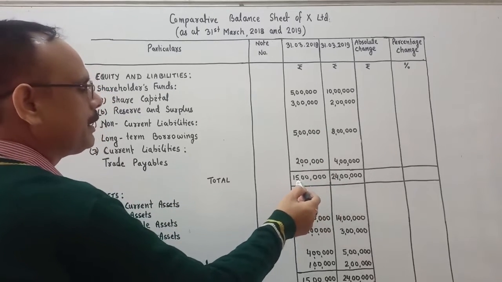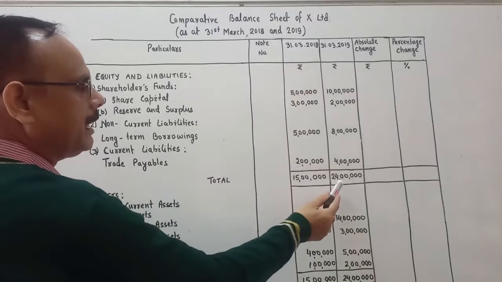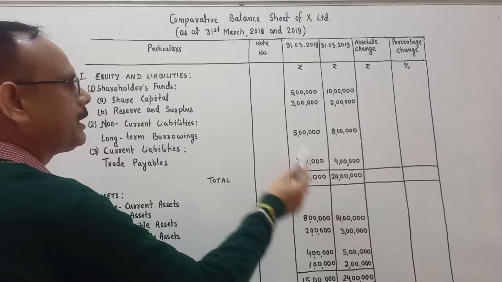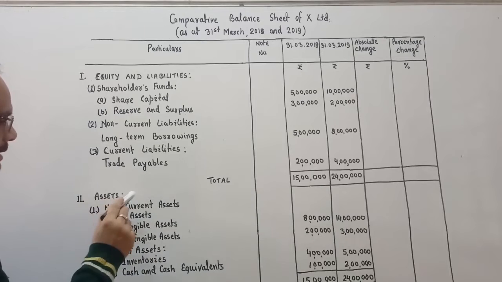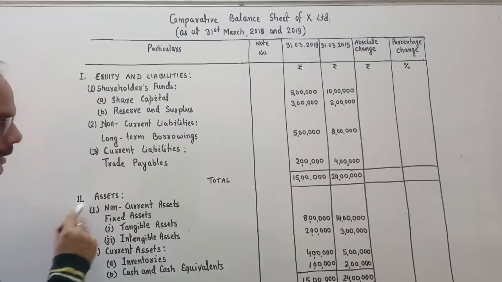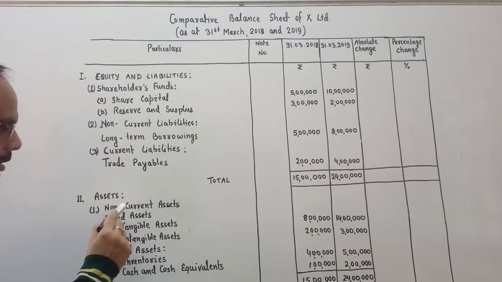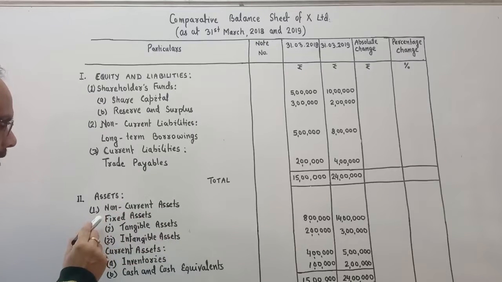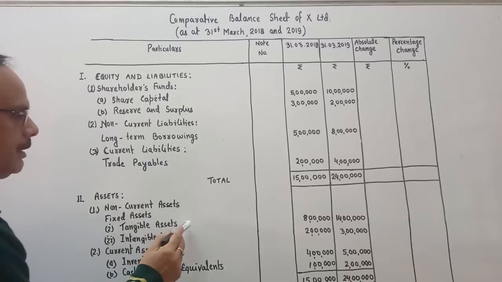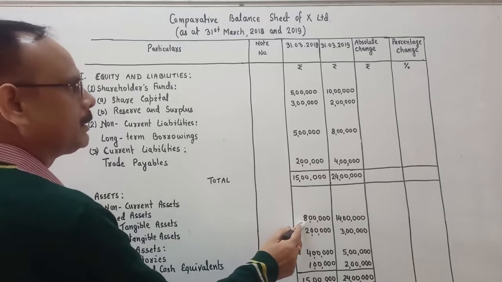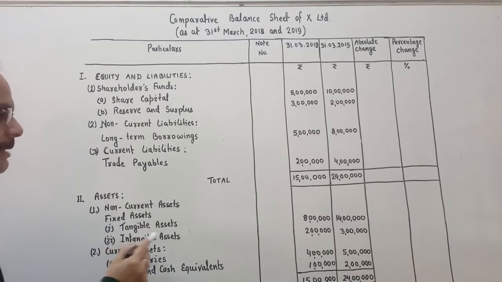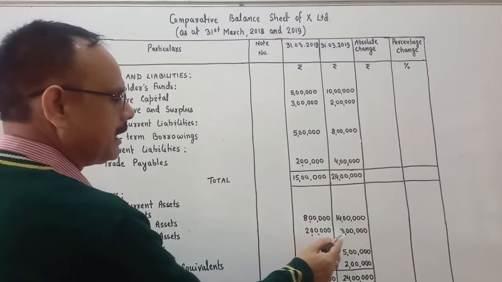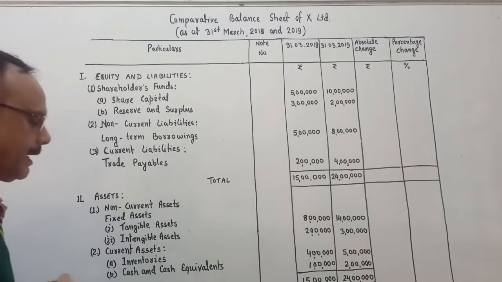15 lakh is the total equity and liability of 2018 and 24 lakhs is the total equity and liability for the year 2019. Now assets. Next is the asset side. This is the total. Now thereafter assets, non-current assets. Under the non-current assets, fixed assets, tangible and intangible, both are given in the question. So tangible assets 8 lakhs in 2018, 14 lakhs in 2019. Intangible assets in 2018 2 lakhs and in 2019 it is 3 lakhs.